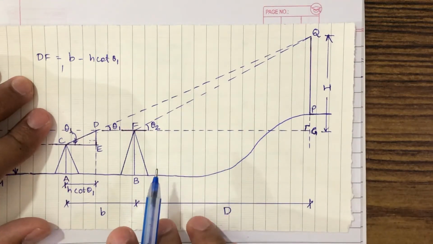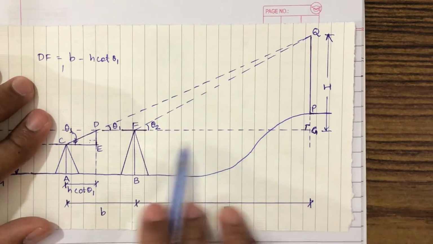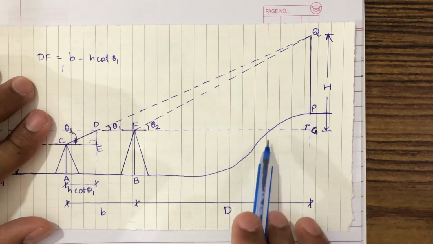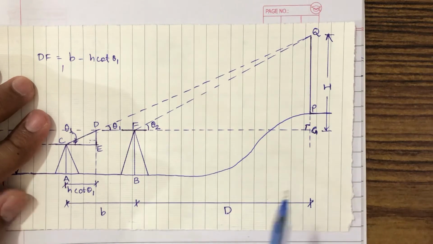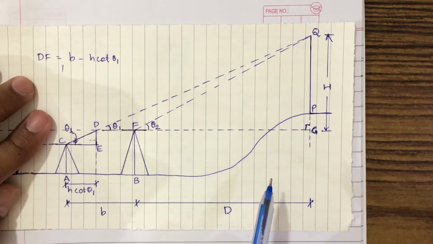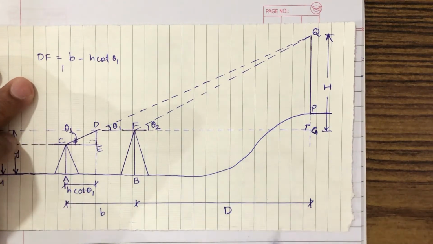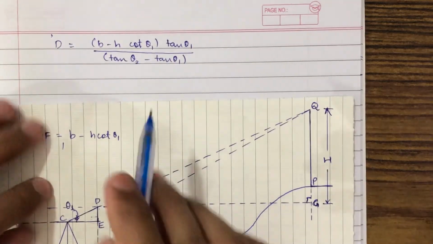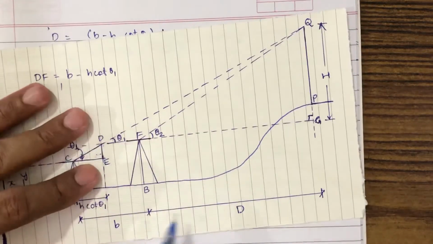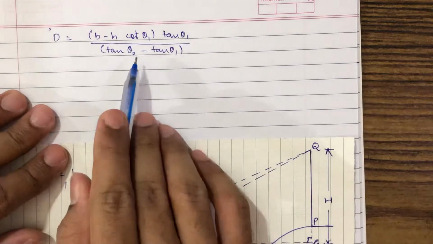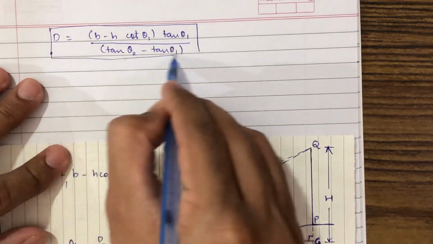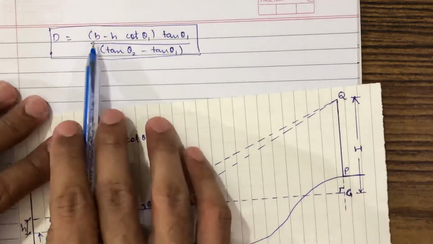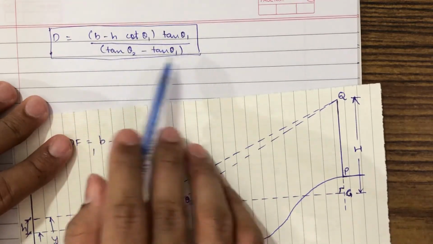this ground is not accessible. You cannot calculate the horizontal distance because this is penetrating through the ground. So it is not easy to calculate the horizontal distance. Okay, so here the base of the object is inaccessible. So in order to calculate this horizontal distance d, this formula can be used, and here we can calculate these distances b, h, theta 1 and theta 2.